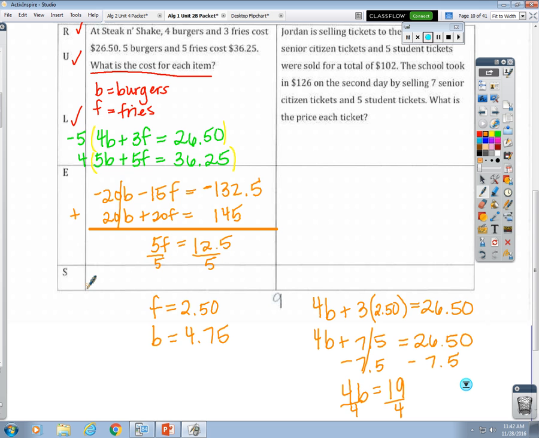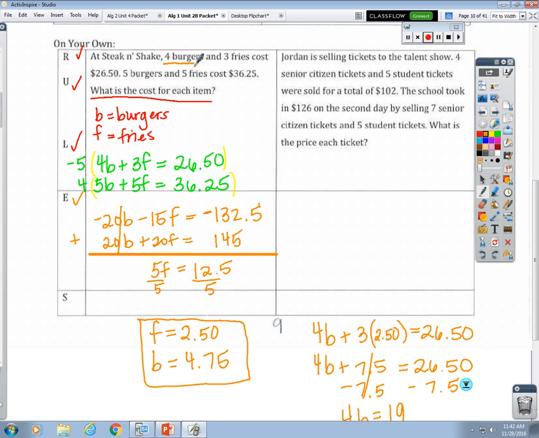Okay, now let's make sure it makes sense. We've evaluated now and we have our answers, but let's make sure these answers make sense. If we go back to this first statement that said 4 burgers and 3 fries cost $26.50, let's work that out. 4 burgers at a cost of $4.75 plus 3 fries at a cost of $2.50. Calculate that and see if it really equals $26.50. Yes, so that means we've done it right. It makes sense. Okay, go ahead and be working on the next one by yourself.